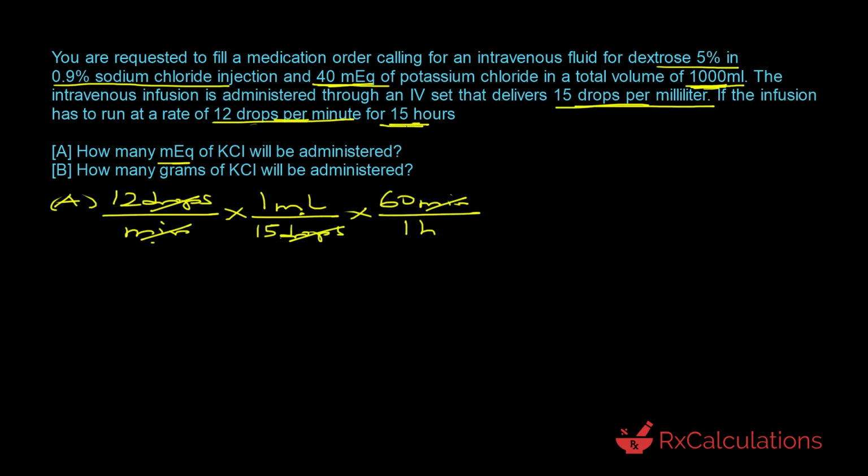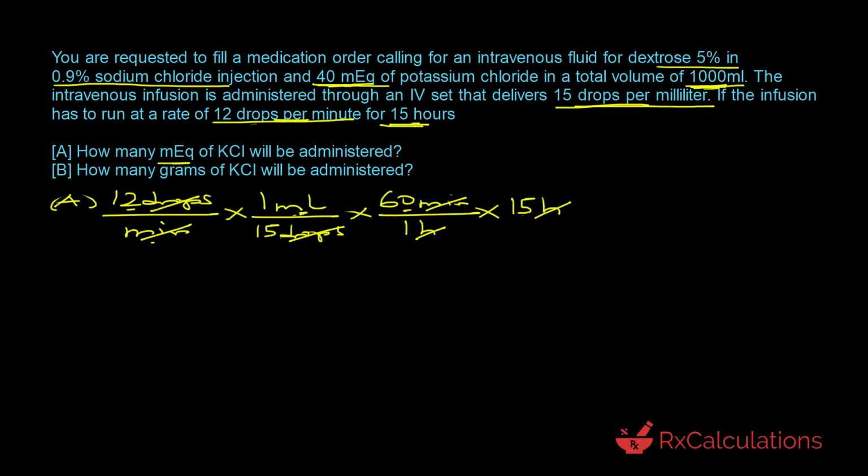But notice you're running the IV set for 15 hours, so we're going to multiply this by 15 hours, and now the hours will cancel out. So the only unit you have left is the milliliter term, which is the volume you administered. Since we are using dimensional analysis here, we still need to multiply this by the amount of milliequivalents that we have for potassium, which is 40 divided by the 1,000 ml. But I just wanted you to know at this point the volume that we have.